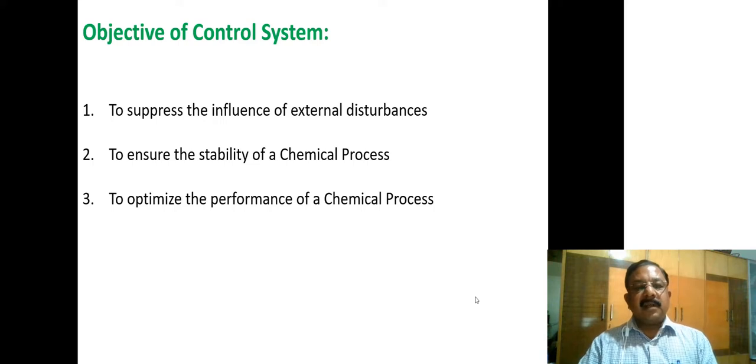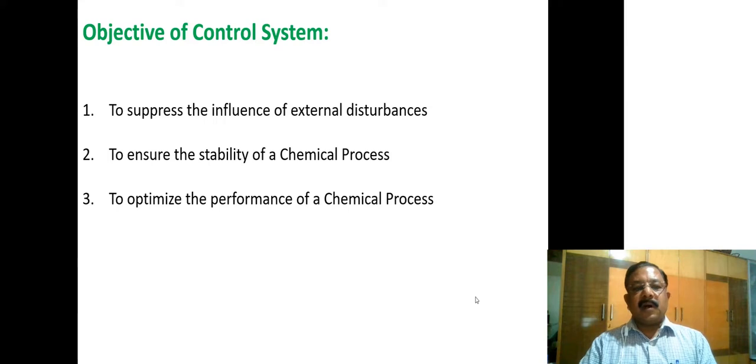As mentioned earlier, there are objectives of a control system. Those objectives are to suppress the influence of external disturbance. Whenever there is an external disturbance applied to the process, the product quality of the process varies, and hence this should be suppressed before it makes a change in the product quality. The control system is aimed to do this.